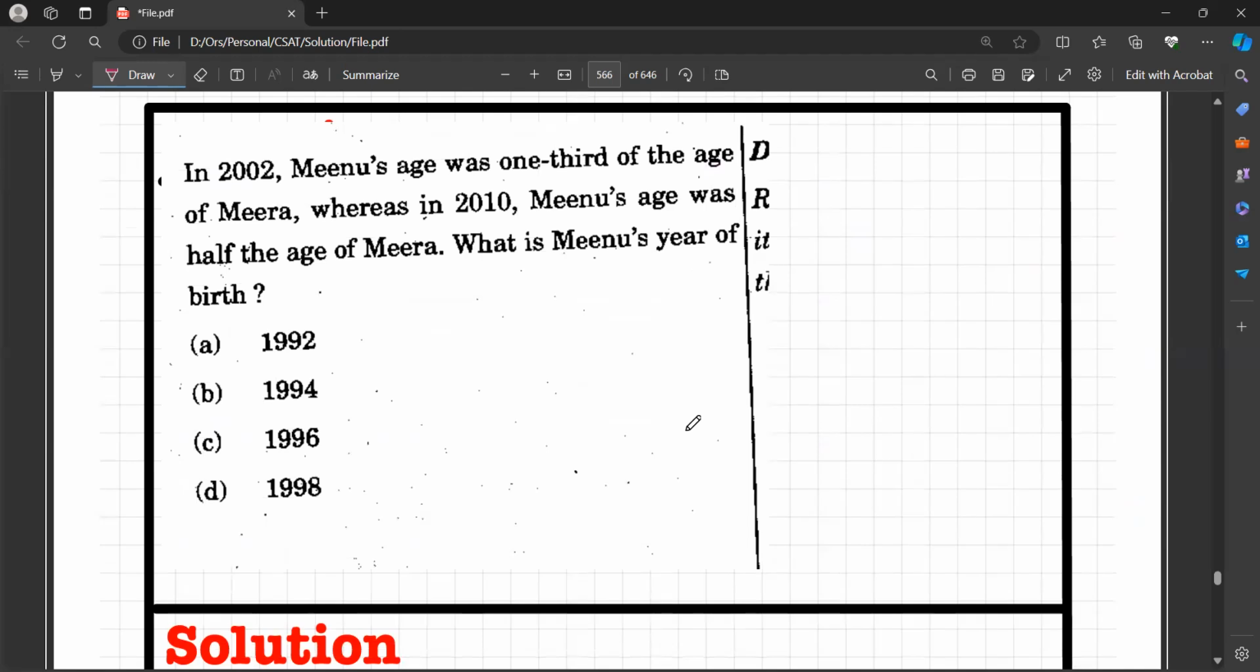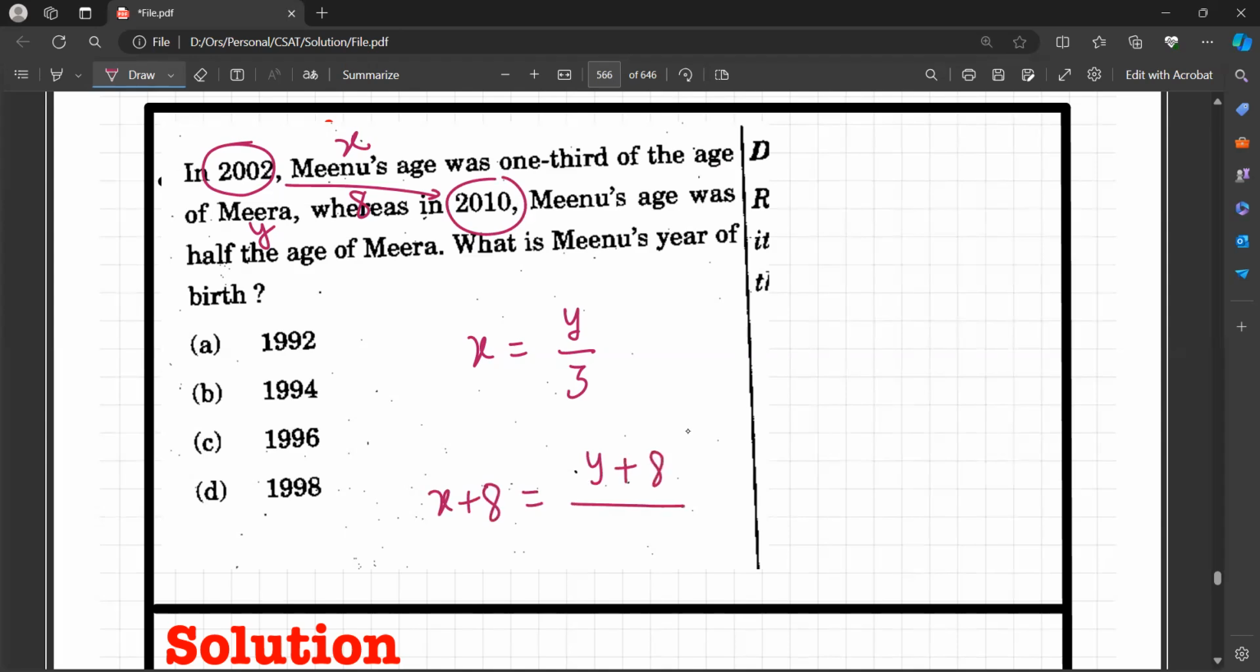In 2002, Minu's age was 1/3 of the age of Mira. In 2002, suppose Minu's age is X and Mira's age is Y. X was 1/3 of Y, that is Y by 3. Whereas in 2010, that means after 8 years, Minu's age will be X plus 8 and Mira's age will be Y plus 8. Minu's age was half the age of Mira. What is Minu's year of birth?